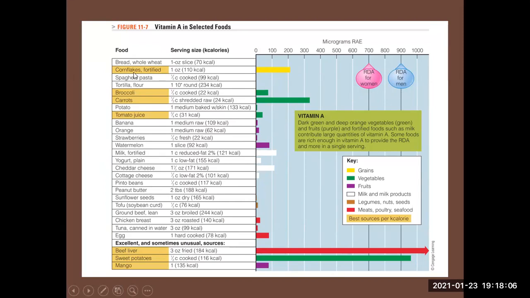As you can see, vitamin A is highly concentrated in cornflakes, but be careful, it is fortified cornflakes. It is fortified with vitamin A, it does not naturally contain vitamin A. Broccoli, carrots, tomato juice, okay. And here you can see that beef liver contains a very high amount of vitamin A, even toxic doses. Sweet potato and mango.